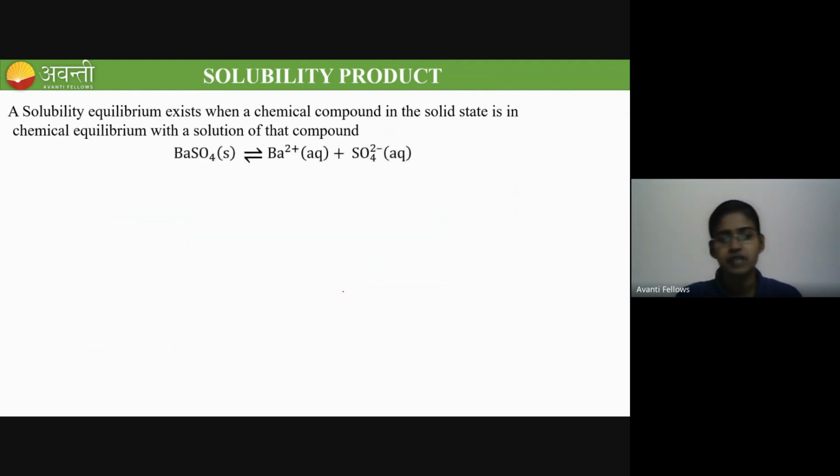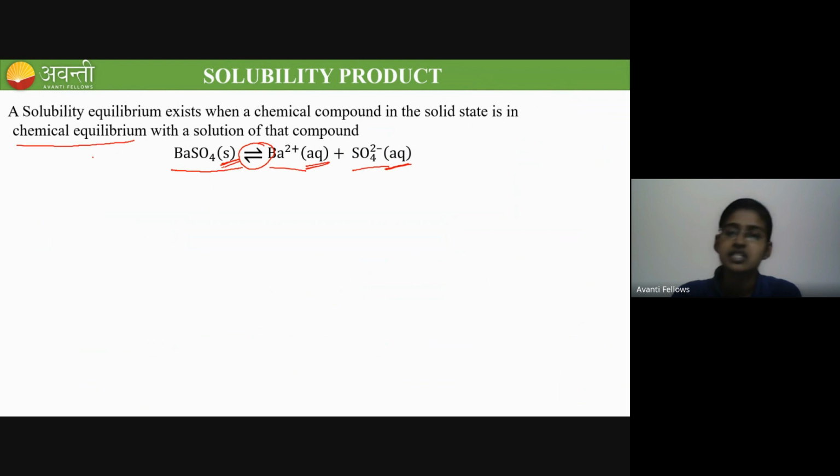Barium sulfate I have taken. Barium sulfate is a salt. It is in solid form now. You see here it is in solid. Now, if I put this in water, what happens? Ba2 plus ion and sulfate ion, SO4 minus ion will come out, will get dissociated. Now they are in aqueous form. Now this aqueous form of this compound and the solid form are in chemical equilibrium with each other. So this is called solubility equilibrium.